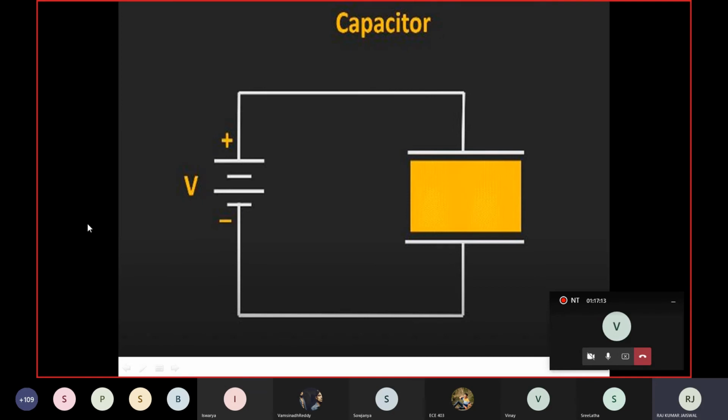Could you see the PPT, guys? Yes, sir. For storing the energy in the battery, you connect it with a voltage source. You connect it with the power supply. Is it or not? Yes, sir.